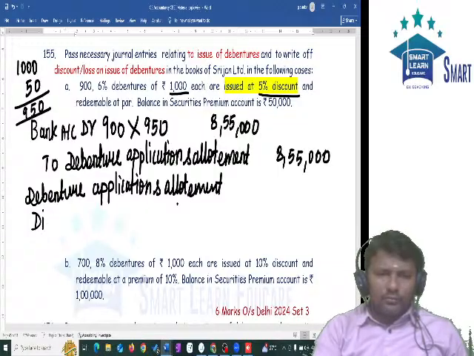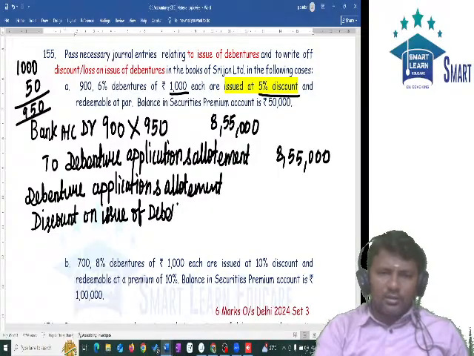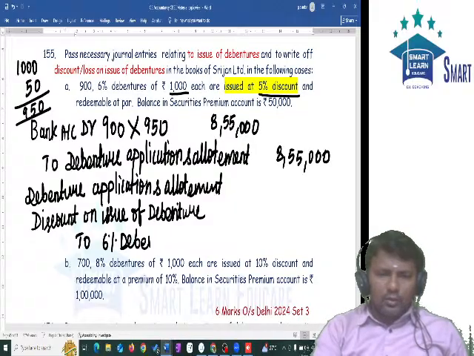Discount on issue of debenture. How much percentage debenture? 6 percentage debentures. To 6 percentage debenture.